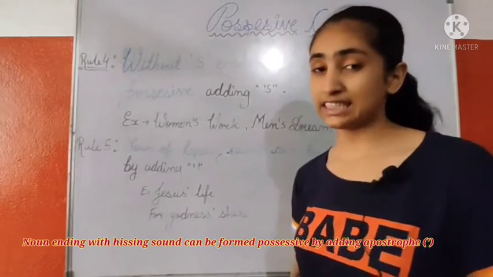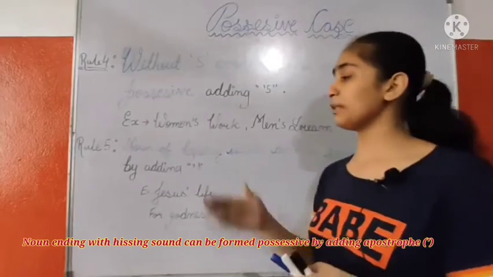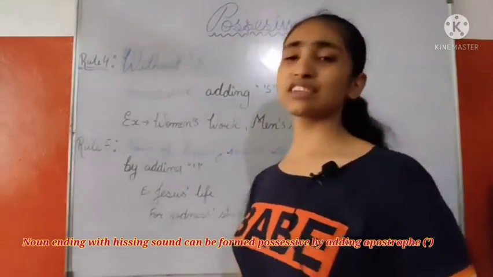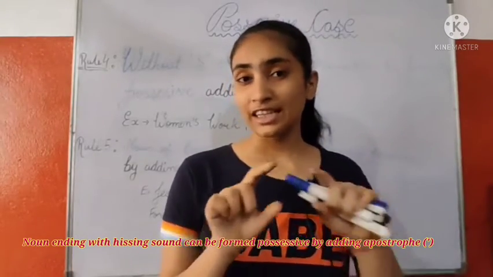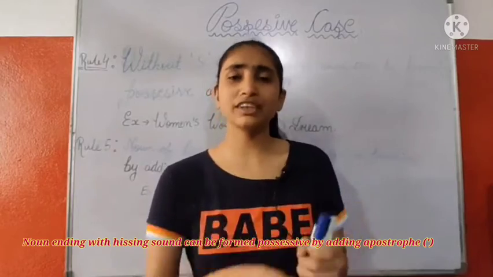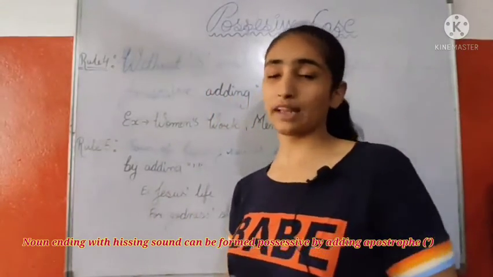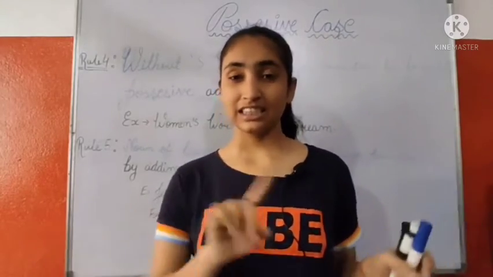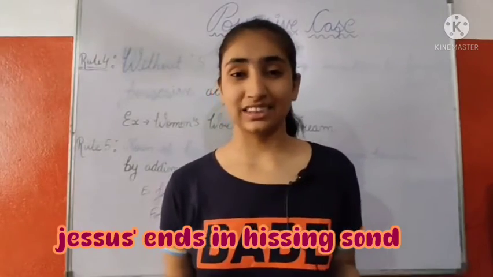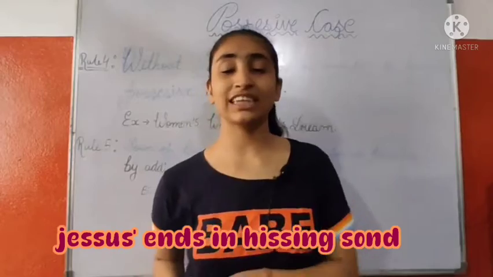Nouns of hissing sound can be made possessive by simply adding an apostrophe. So here again this rule is saying what? Noun with hissing sound. Hissing sound means what? The words that end with a hissing sound. For example, you can take Jesus, and again goodness. So here these two nouns are ending with a hissing sound.